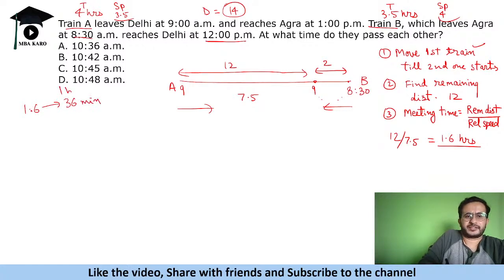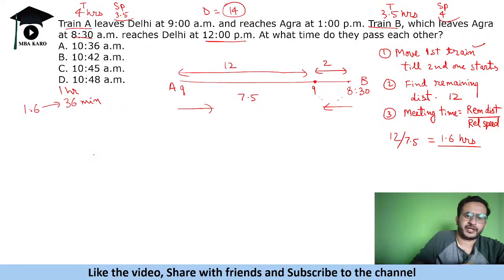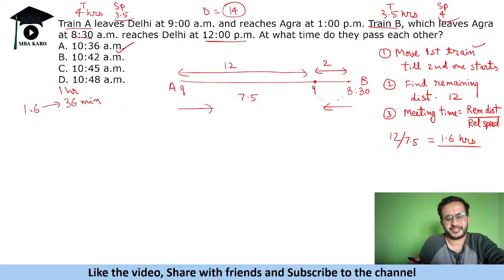So 1 hour 36 minutes. 1 hour 36 minutes from what time? From 9 a.m. Because first of all, we need to bring both the bodies to motion. So when both trains are in motion, the time starts from 9. So 9 plus 1 hour 36 minutes, 10:36, the trains will meet each other.